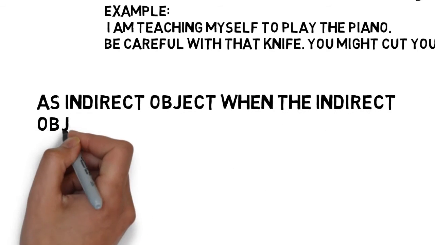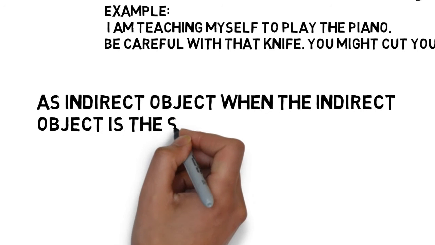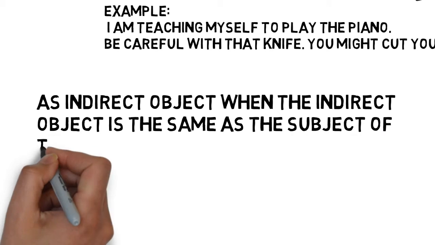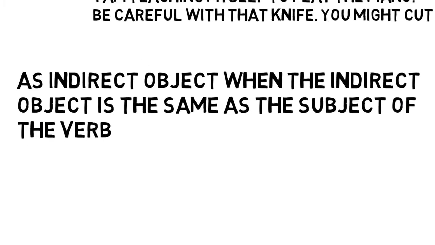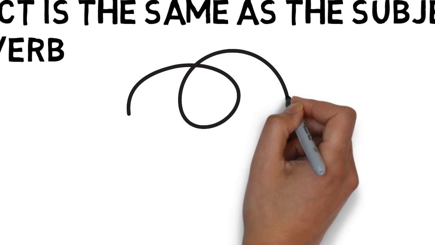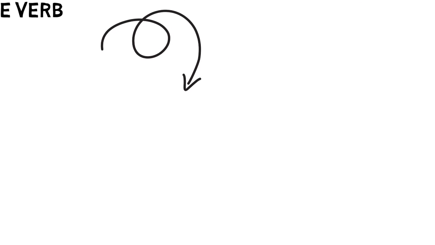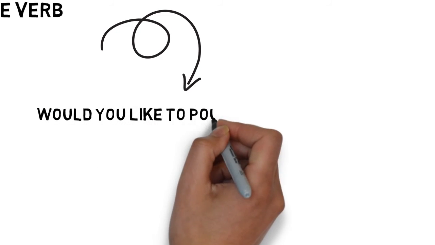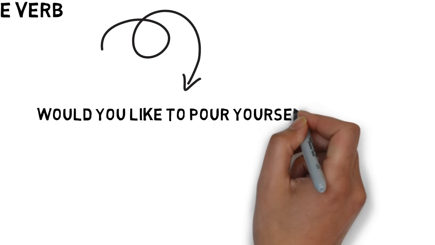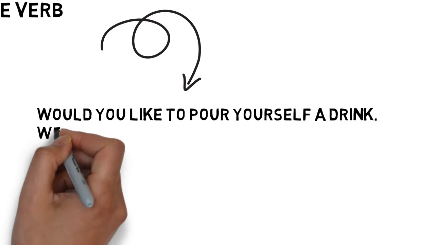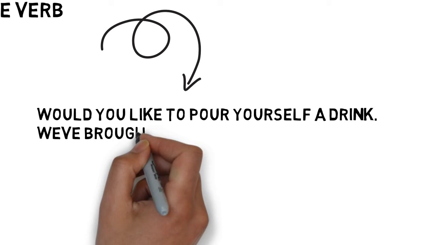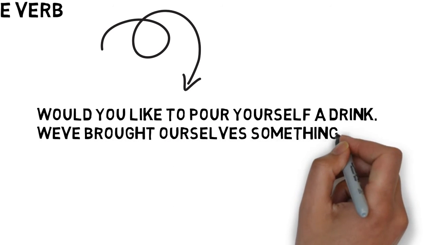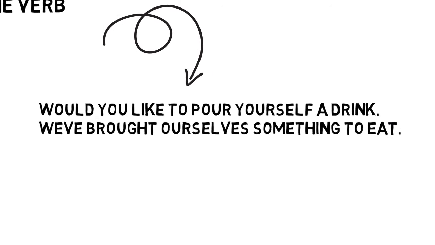Second, you say this as indirect object when the indirect object is the same as the subject of the verb. Remember, the indirect object is the same as the subject of the verb. Example, would you like to pour yourself a drink? You and yourself. We brought ourselves something to eat.